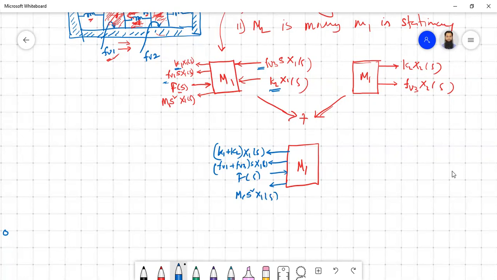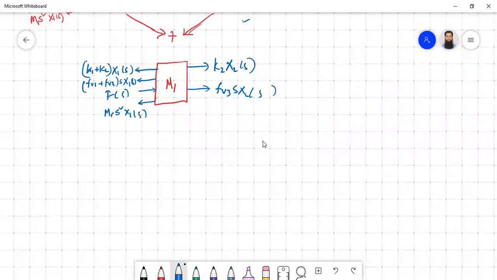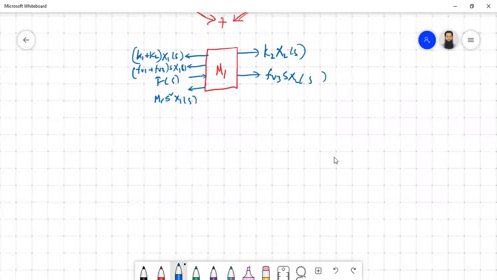And the other two forces in the other direction will be the two that we derived from this diagram. So that is K2 X2S because of the movement of X2, and FV3 S X2S. Now this is all the forces on the body. So now you can write the differential equation that represents this one. Forces with the same sign can be put on the same side. So you can write something like this.